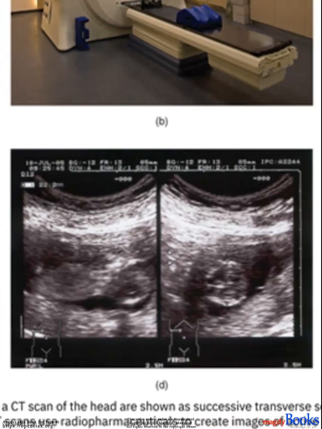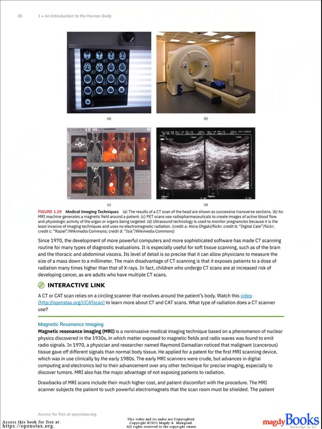Credit D. ISIS, Wikimedia Commons. Since 1970, the development of more powerful computers and more sophisticated software has made CT scanning routine for many types of diagnostic evaluations. It is especially useful for soft tissue scanning, such as of the brain and the thoracic and abdominal viscera. Its level of detail is so precise that it can allow physicians to measure the size of a mass down to a millimeter. The main disadvantage of CT scanning is that it exposes patients to a dose of radiation many times higher than that of X-rays.